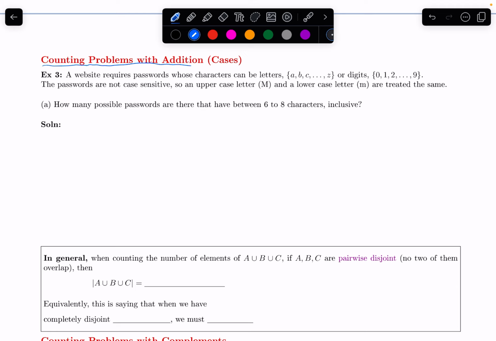In this video, we will talk about counting problems that involve addition. So these will involve situations where we have cases.